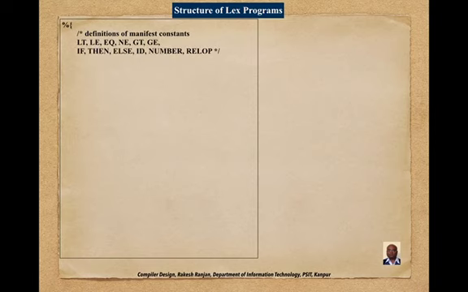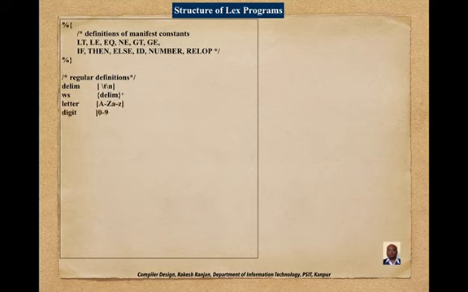One more example is given. LT is for less than, LE less than or equal to, EQ is for equal to, NE for not equal to, GT for greater than, GE greater than or equal to, if, then, else. All these definitions are defined here. We can define as many definitions as we want. Delimiter is defined here, backslash t and backslash n are given here.